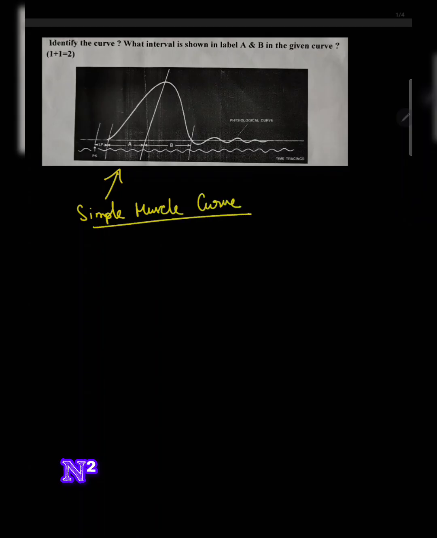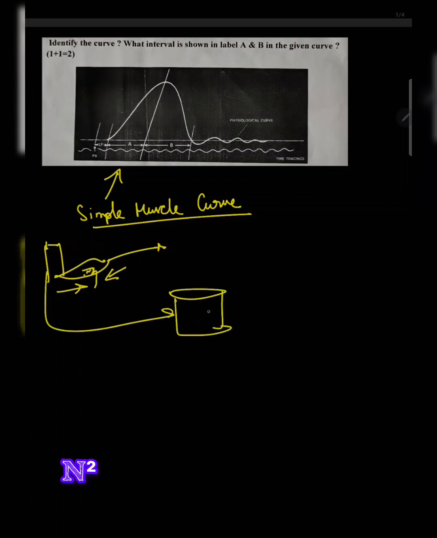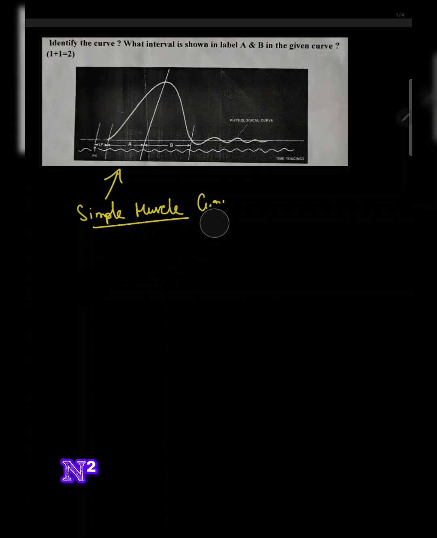It's a curve which is generated when we give an electrical shock with the help of an electrode on a nerve-muscle preparation. The muscle will contract, and the muscle is tied with a lever. The lever is connected in turn to the moving kymograph, which depicts a curve. That curve we are getting over here. So if the question is to identify the curve, simply writing simple muscle curve is sufficient.